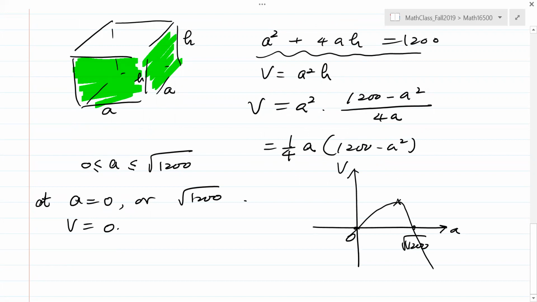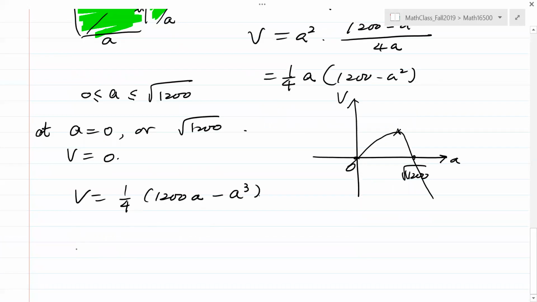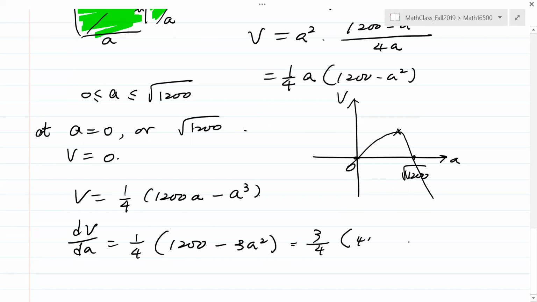Okay, it's a polynomial of degree 3. All I have to do is find the derivative, then find the critical numbers. Okay, let's find the derivative, dV/dA. If you take 3 out, I think it will be 400 minus A squared.